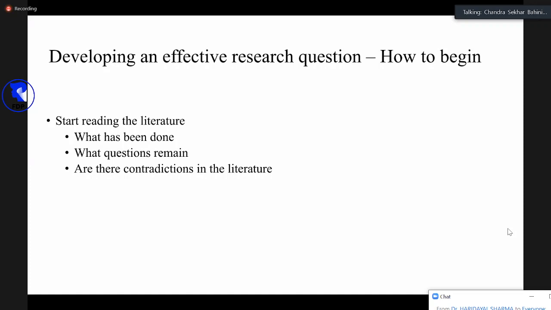Why are you doing it? You have to know what has been done, what is already there, and what questions remain. We know that these are the things that are already established, or already explored. So now the question is, what questions have not been asked? And are these literatures contradicting each other?